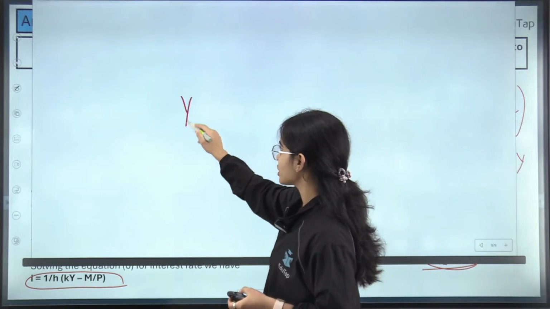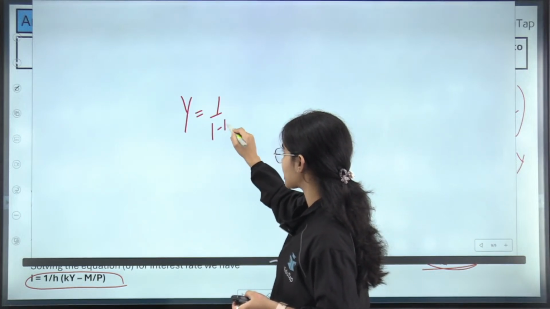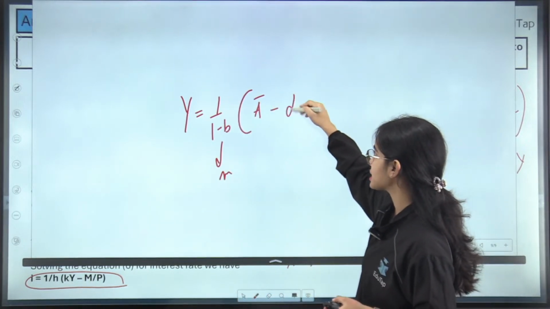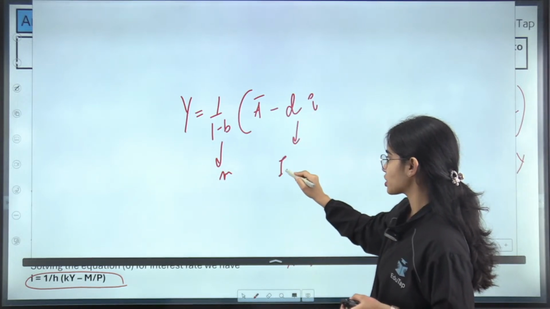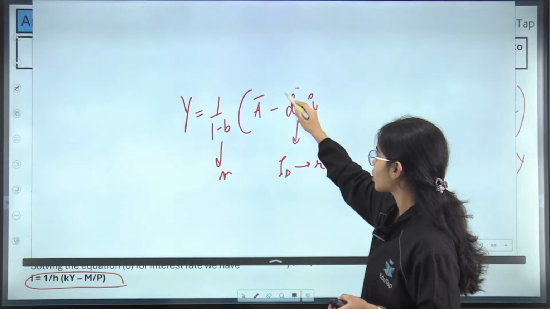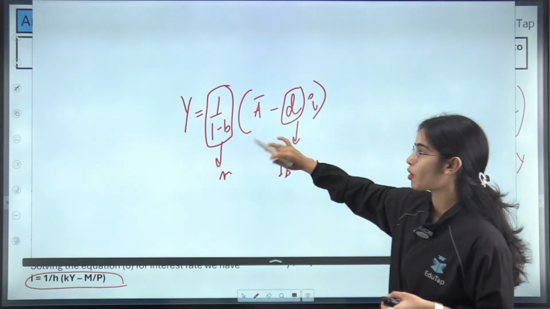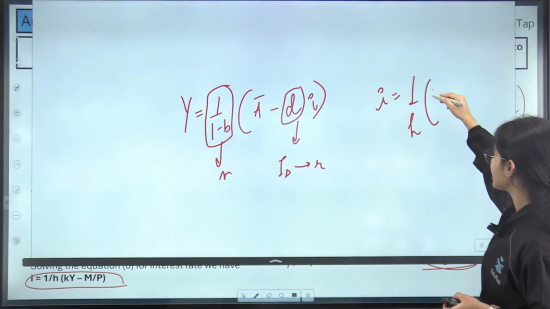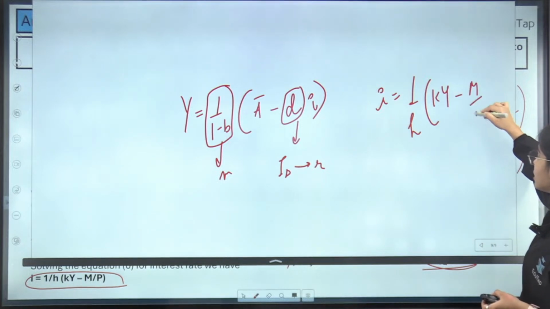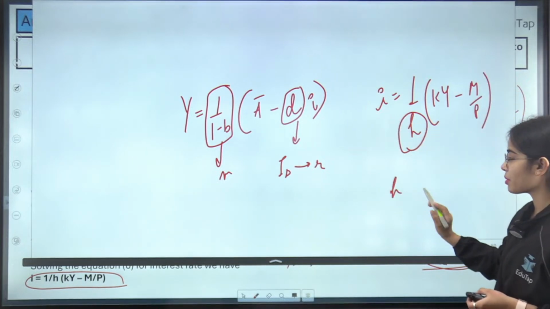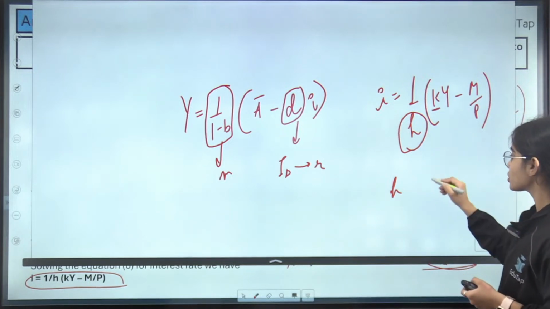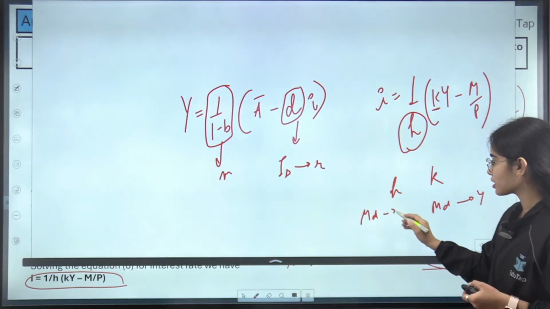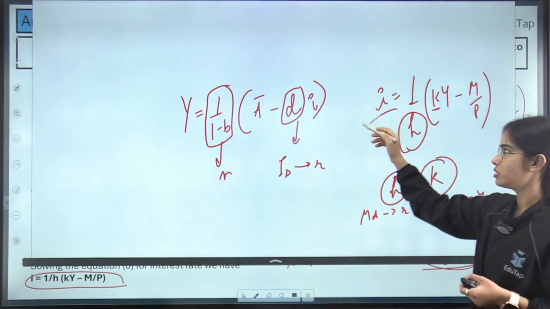So your IS equation is Y equals 1 upon 1 minus b, that is your multiplier, times autonomous factors, minus dI. d is the responsiveness of investment demand to the rate of interest. So on this, the slope of the IS curve depends. The LM equation is i equals 1 upon h, bracket kY minus real money supply. So this h shows the responsiveness of the demand for money to the rate of interest, and k shows the responsiveness of the demand for money to the level of income.